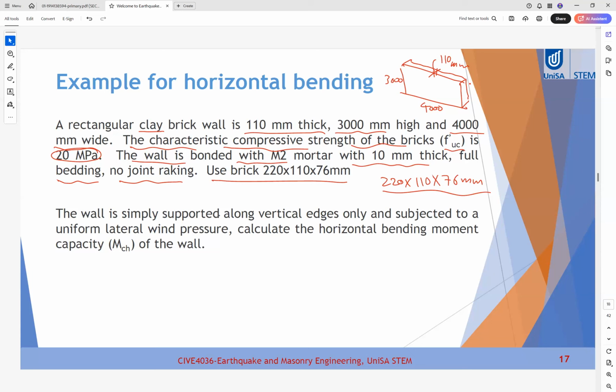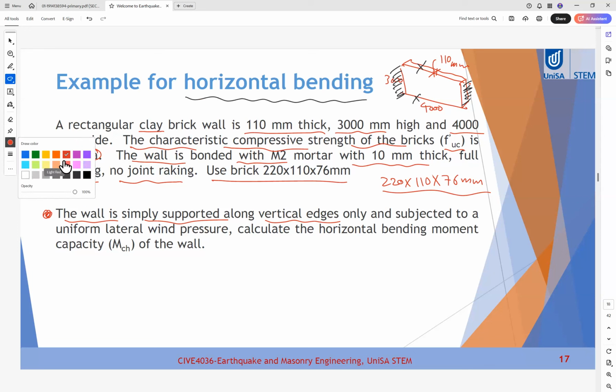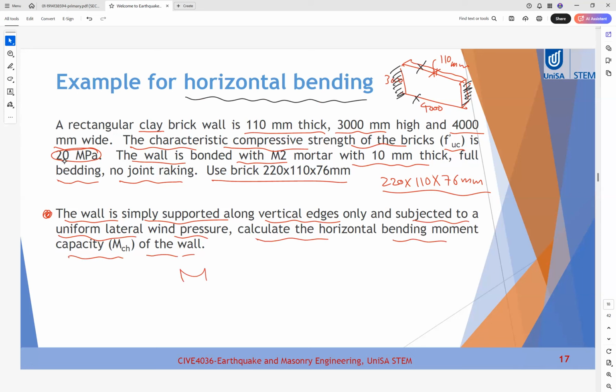The new thing is that this wall is simply supported along its vertical edges only, this edge and this edge. No support here and no support here. That's why this problem is under horizontal bending. The wall is simply supported only along its vertical edges, subjected to uniform lateral wind pressure. Calculate the horizontal bending moment capacity of the wall, MCH. So the only requirement here is how much MCH.